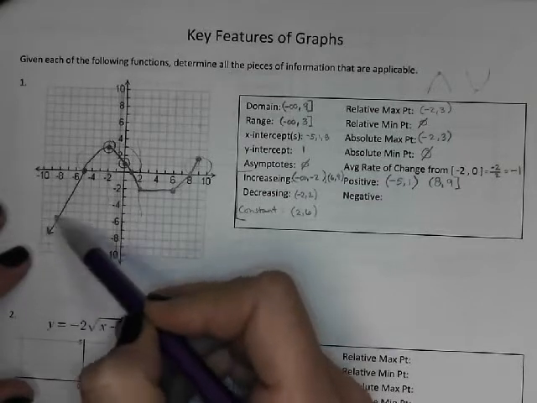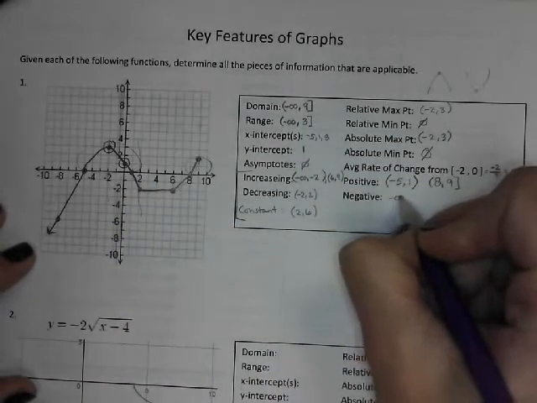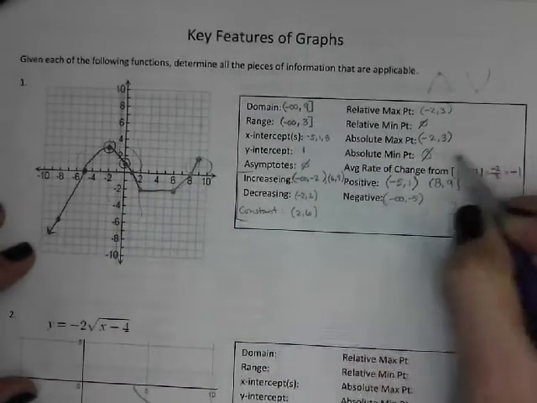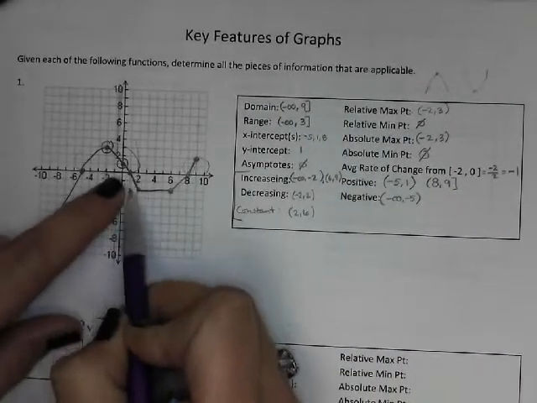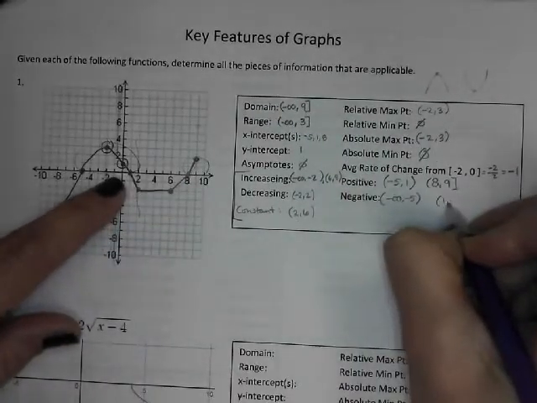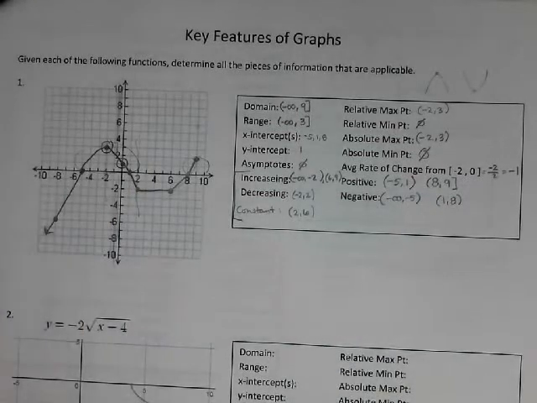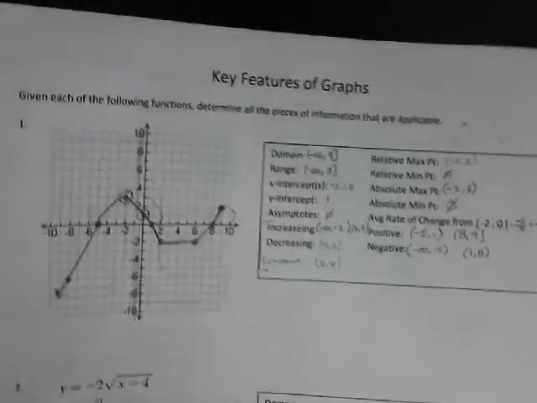Your negative intervals are going to be from negative infinity to negative 5. It's negative again from 1 to 8, not including 1 or 8. Okay, so there's a look at that example.